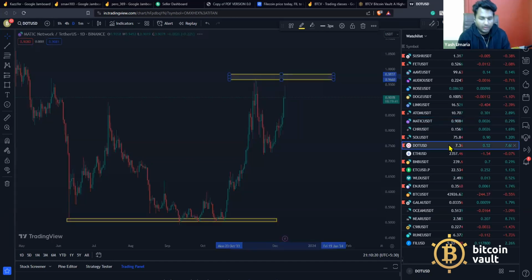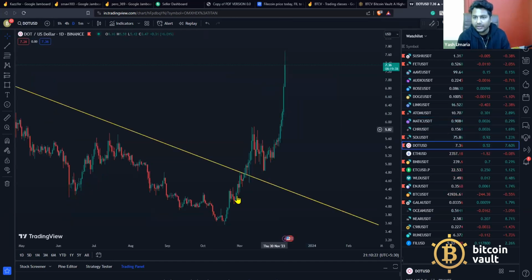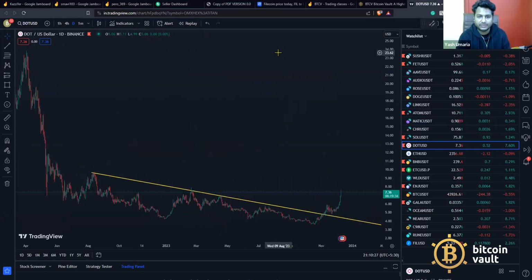For example, DOT. Now DOT is moving from basically $1 to $10 right now. So you see at $10, right around here, you see this part.